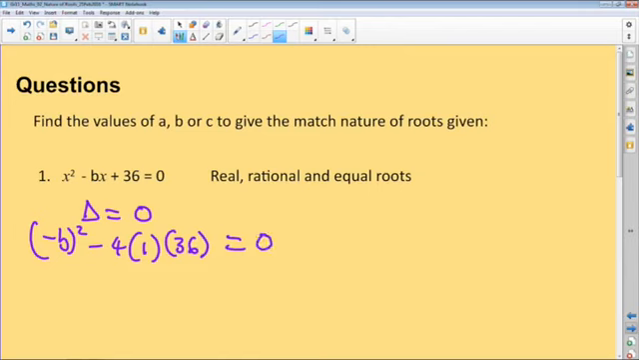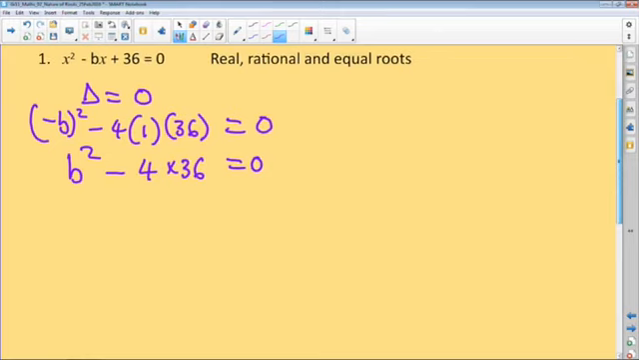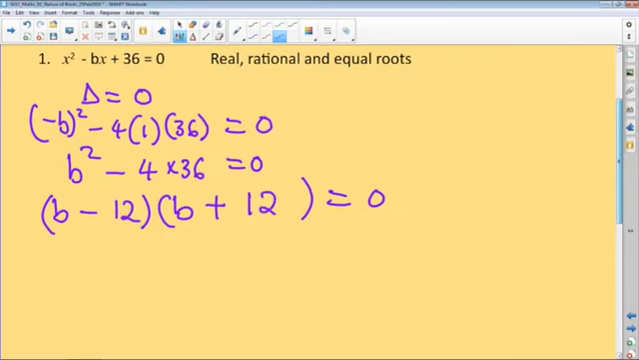All right. So you get b squared minus 4 times 36. Now, because I don't have a calculator with me, I can see that this is a difference of 2 squares. So I can factorize this by saying we have b times b, with a minus and a plus. The square root of 4 is 2, and the square root of 36 is 6. So you get a 12, and then a 12 that side as well. So you've got b is 12, or b is negative 12.